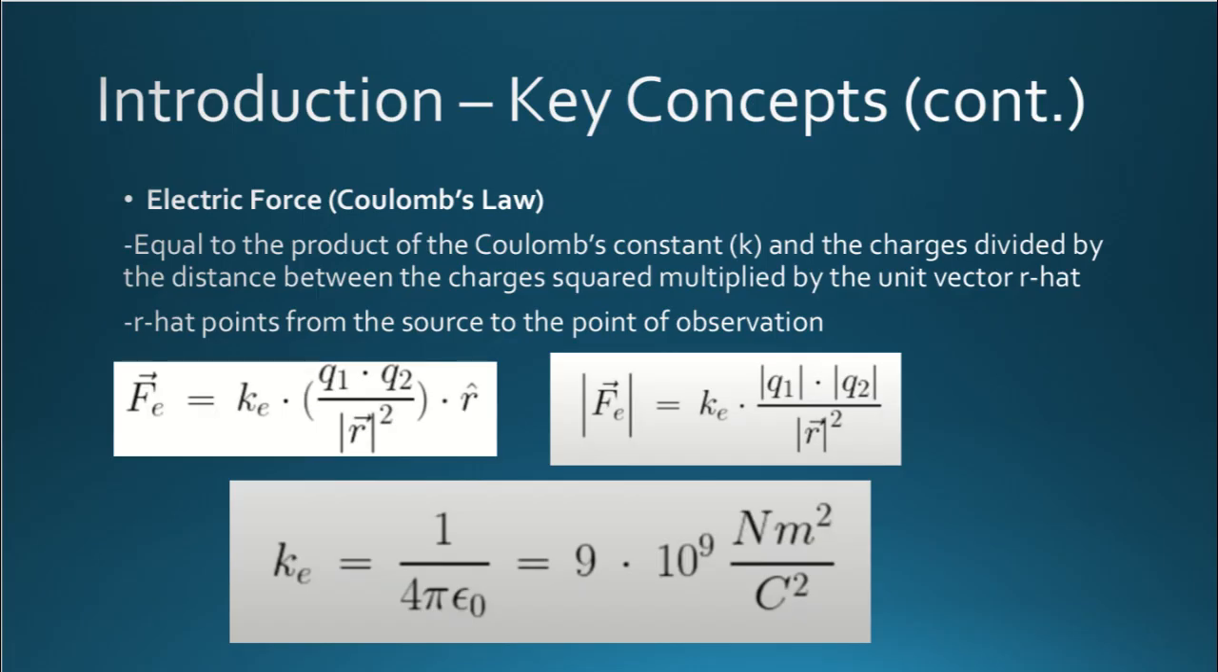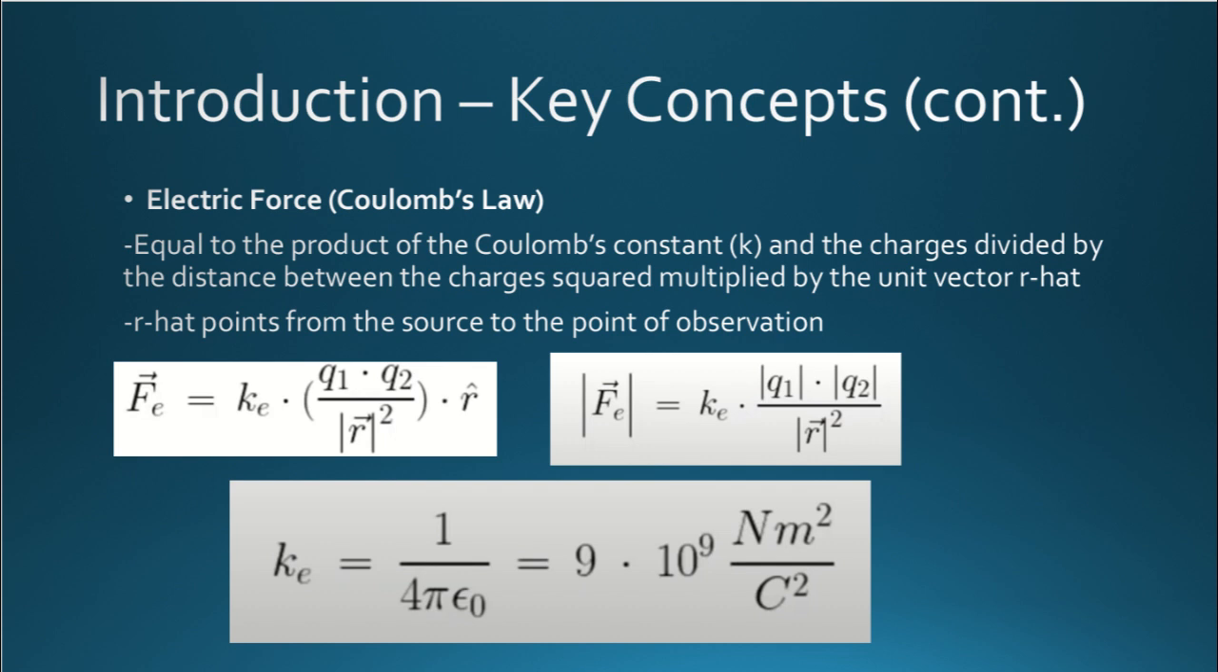Another key concept for this lab is Coulomb's law, which is shown here to be the Coulomb's constant times the two charges divided by the magnitude of the distance squared, and it points in the r hat direction, which points from the source to the point of observation. This is how we find the electric force on the suspended tape, and the Coulomb's constant K has a value of 9 times 10 to the 9 newton meters squared per coulomb squared.